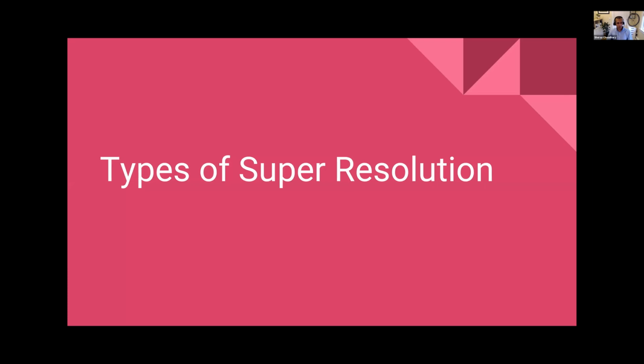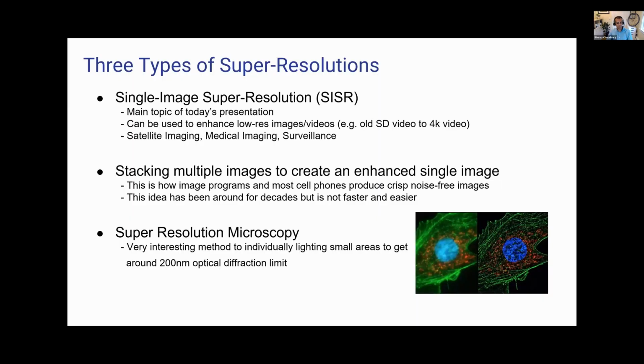So different types of super resolution. The main topic for today is single image super resolution, where you take one image and you pass it to a neural net and you develop an upscaled version of the low-res image. And this has many, many applications, especially taking old content, like old video content in SD and converting it to 4K, or taking images where you don't have a high resolution image available, like satellite imaging and medical imaging and surveillance, and creating a high res image of it.